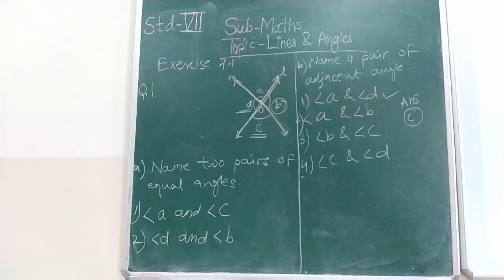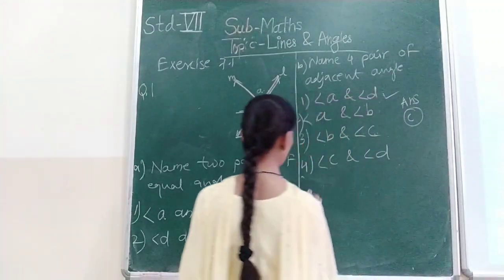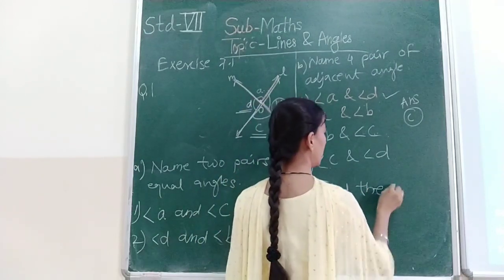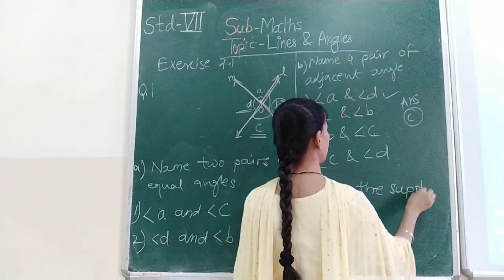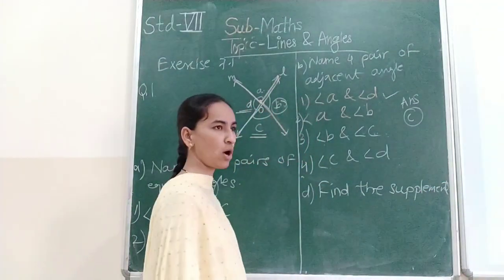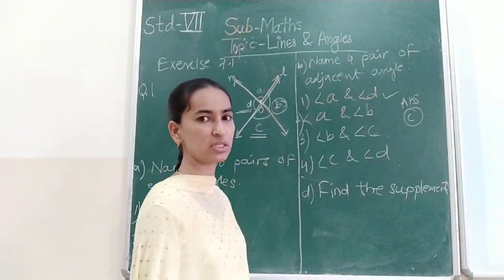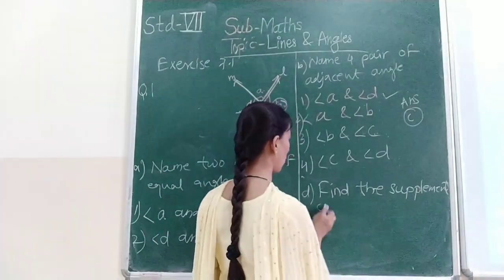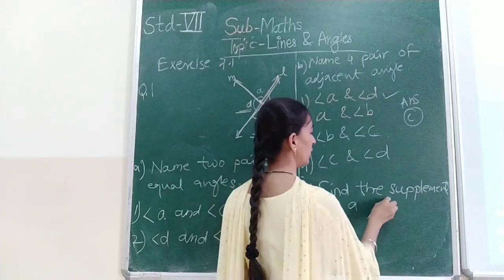Okay students. Now the D is: find the supplement. Okay. D question. Find the supplement. What is the meaning of supplement? When two angles form 180 degrees, that means their sum should be 180. Find the supplement of A.